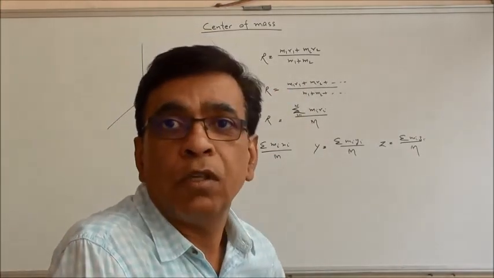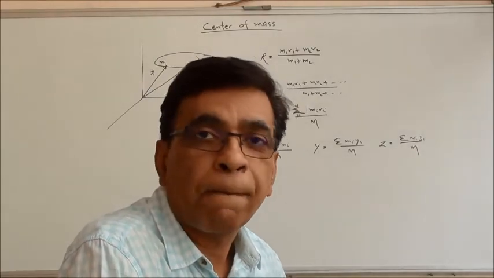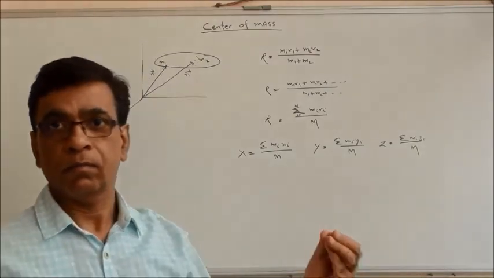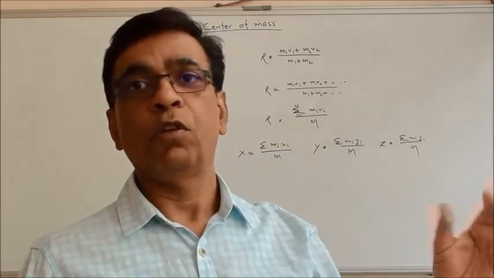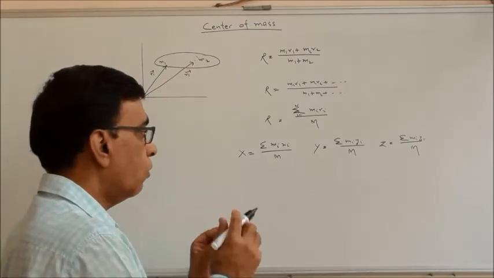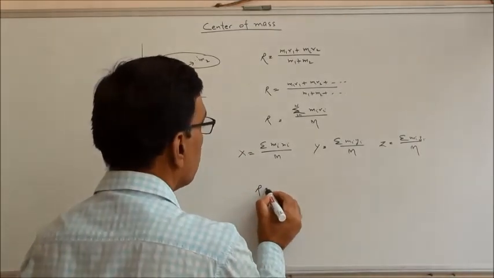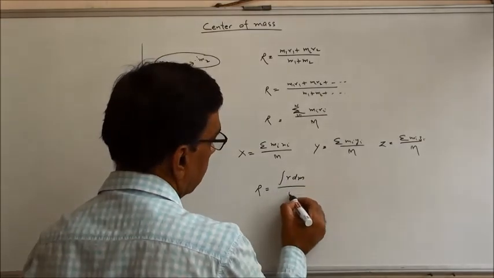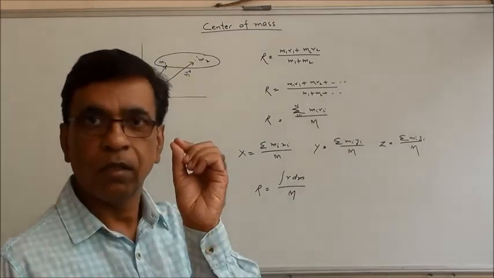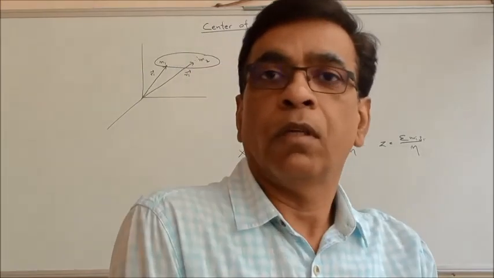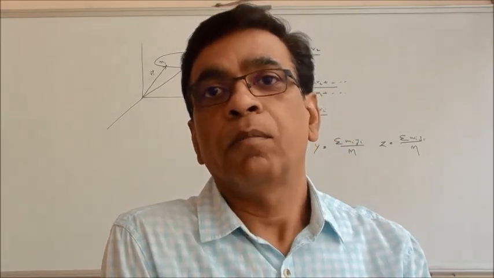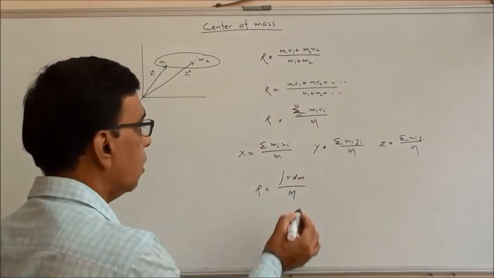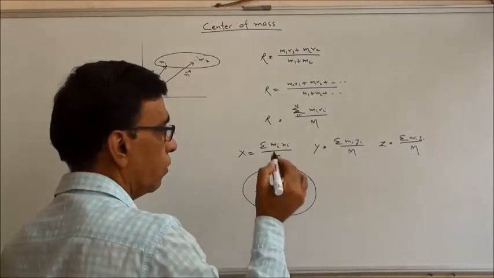If the distribution of mass is continuous, we don't have 1, 2, 3, 4. I have a rod with mass distribution uniform or non-uniform. Then we have to find it using the integration method. If I consider a small section dm with position coordinate r, the integration of r dm will be the sum of all r dm. So integral of r dm divided by M. This will be the coordinate of the center of mass.